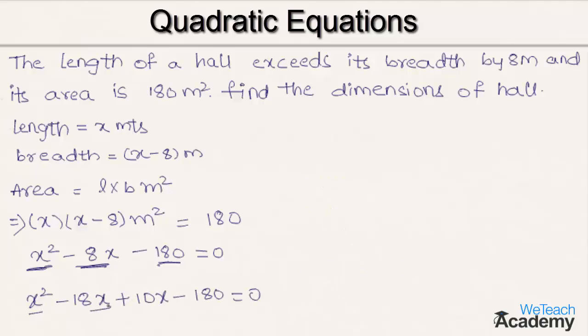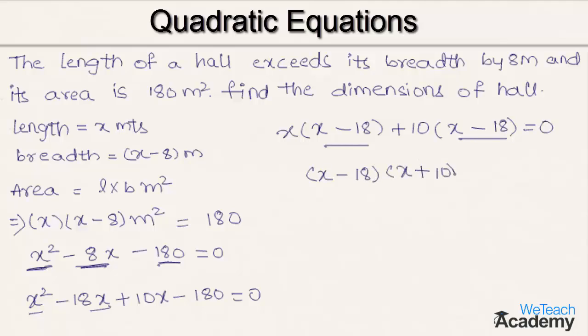Now let us take x as a common factor from the first two terms. We get x into x minus 18, and by taking 10 as a common factor from the other two terms, we get 10 into x minus 18 is equal to 0. Now let us take the group x minus 18 as a common factor. We get x minus 18 into x plus 10 is equal to 0. So therefore this would be x minus 18 is equal to 0 and x plus 10 is equal to 0. So if we transfer minus 18 to the right hand side, we get the value of x as 18, and if we transfer plus 10 to the other side, we get the value of x as minus 10.